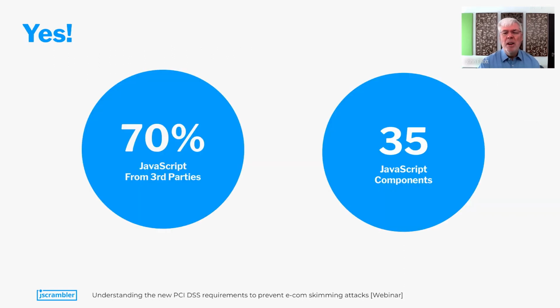At Jscrambler, we look at lots of websites and lots of JavaScript, sort of what we do. And on an average site, we find that there are going to be about 35 separately loaded JavaScript components. And of that 35, on average, around 70% come from third parties. So yes, most of the internet has a pretty large attack surface. I honestly think people don't understand this.